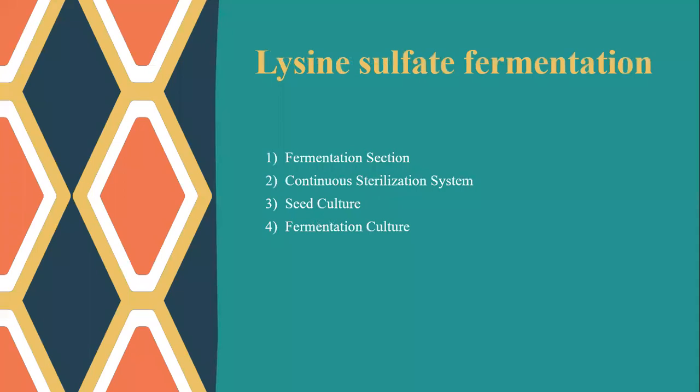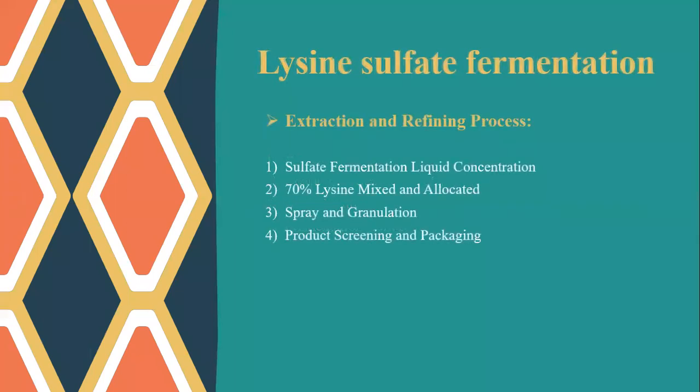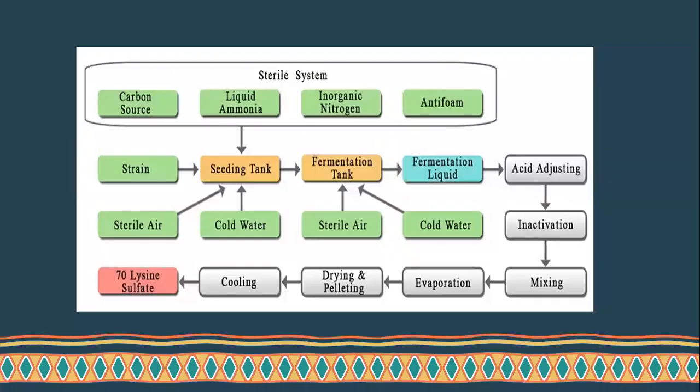First pre-fermentation, then we start the fermentation section: continuous sterilization system, seed culture and fermentation process, and then we move to the extraction and refining process, where we get lysine sulfate. First step is sulfate fermentation liquid concentration. Then 70% of lysine is mixed and allocated. Then spray and granulation, and the process of screening and packaging. Then we will get very refined and best lysine sulfate. So this is the whole process of lysine sulfate.